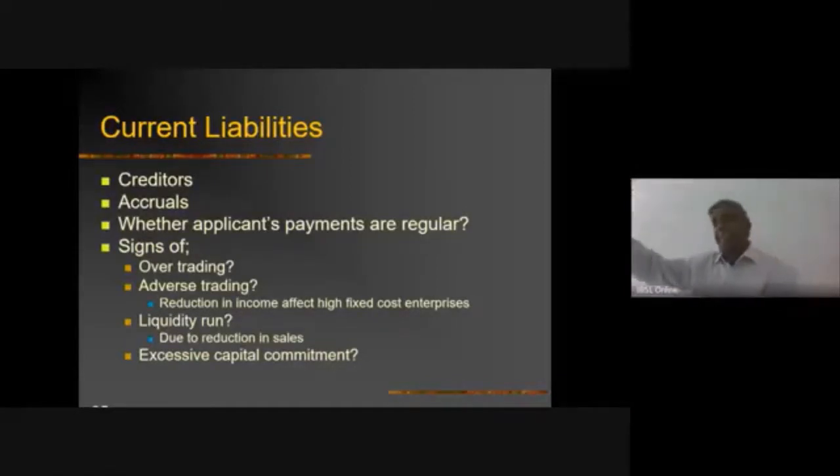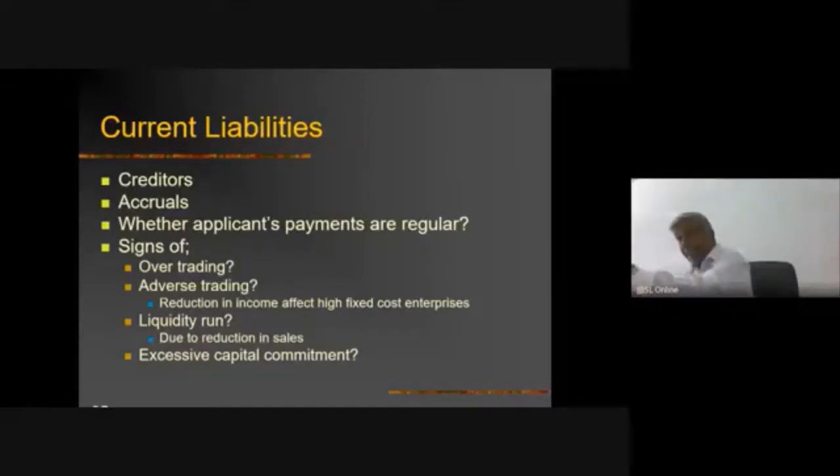Okay, the fixed assets may be sufficient. The land, building, and machineries are sufficient to produce 150,000. But the working capital is not sufficient to produce that number of units. It is sufficient only to produce 100,000 units. The working capital, that is, the current assets.